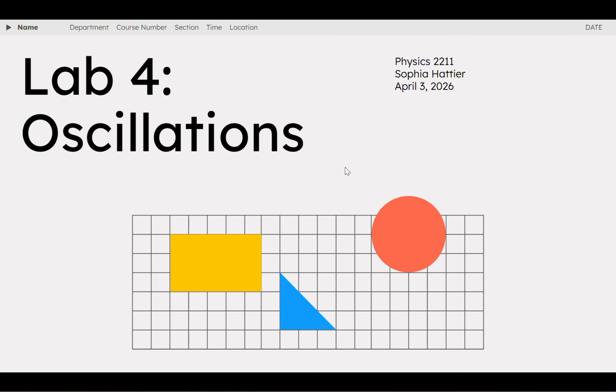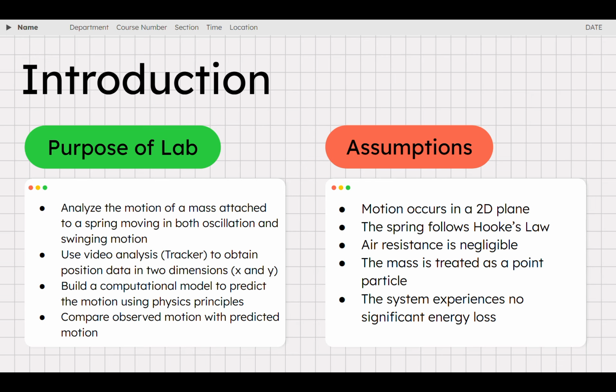Hey, this is Physics 2211, Lab 4 Oscillations. Introduction. The purpose of the lab is to analyze the motion of a mass attached to a spring, moving in both oscillation and swinging motion.